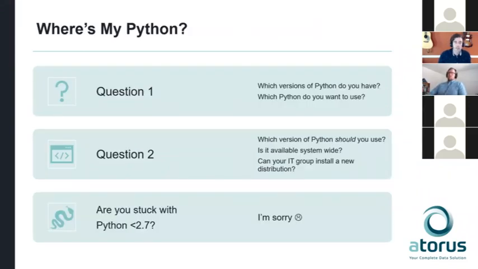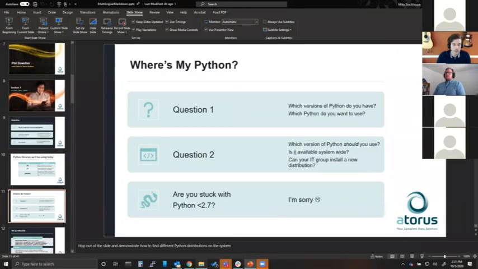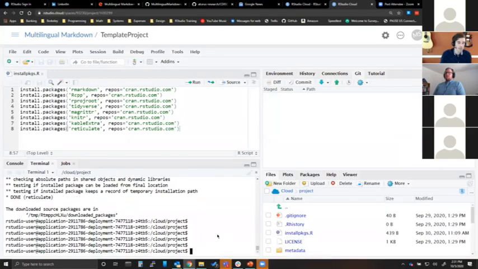So the first question that you need to ask yourself when you're going to use Reticulate is, where's my Python? Question one is, which versions of Python do you have on your system, and what version of Python do you want to use? If we go into RStudio Cloud, this is something that I would do on the terminal. There's a command in Linux called which, and if you search a command that you want to use, it'll tell you where that file is.